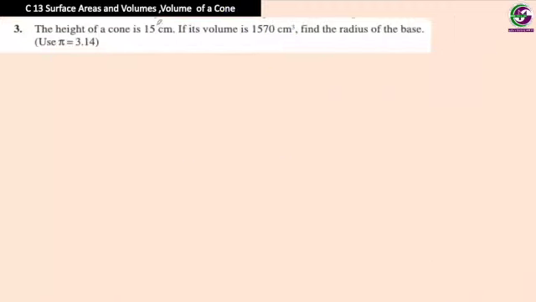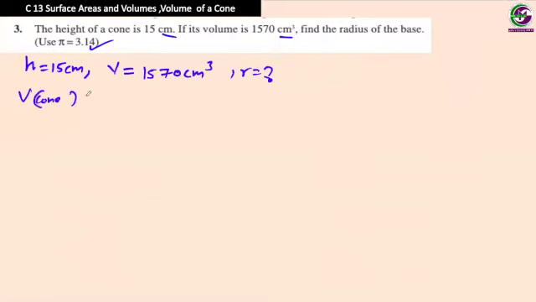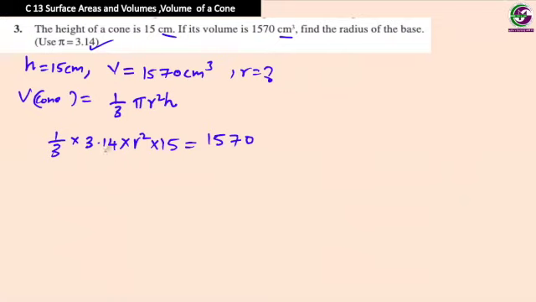The height of a cone is 15 centimeters. The volume is 1570 centimeter cube. Units are the same. Find the radius. But we have to replace pi by 3.14. The volume of a cone is 1 by 3 pi r square h, and we are given the volume. So 1 by 3 times 3.14 times radius square times the height 15 is equal to 1570.